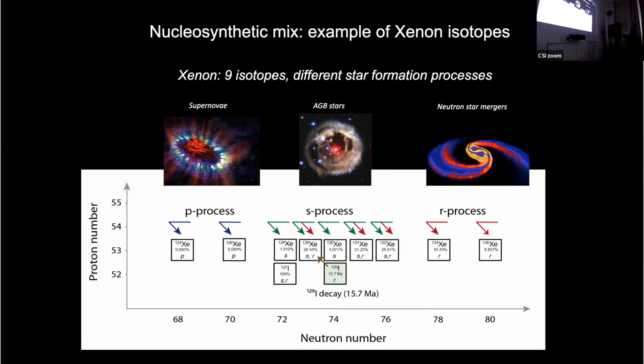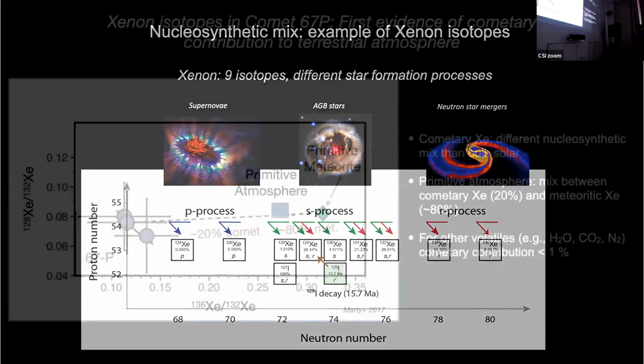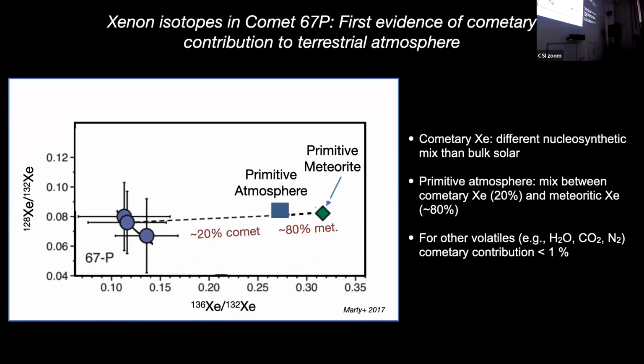It is xenon isotopes. That's another noble gas. It's a heavier noble gas, and it has 9 isotopes that are produced by different star-forming processes, so-called r-process by neutron star mergers, AGB stars by s-process, and so on. So, in fact, the composition of all elements in the solar system, including xenon, is due to a mixing between different stardust of different origin. And in fact, this was very useful to trace the contribution of comets to Earth.